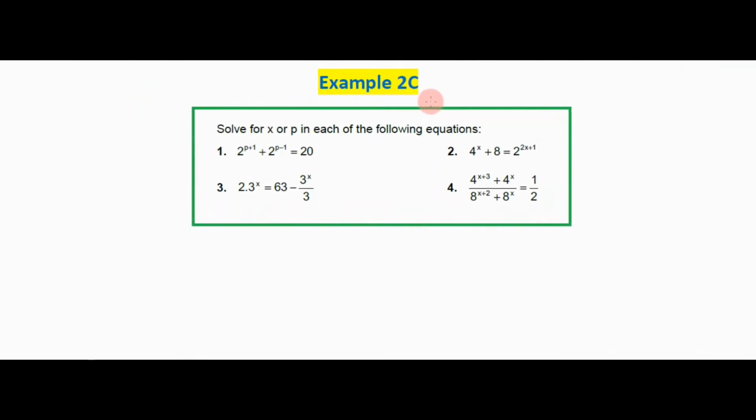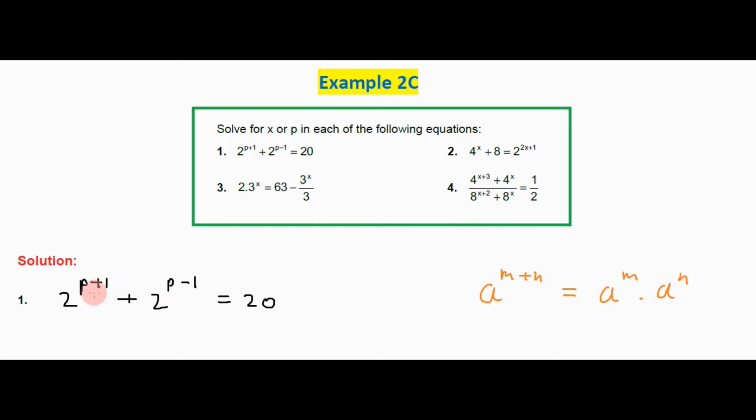The third type of exponential equation is what is known as the common factor type. So let's look at the first one. We have 2 to the p plus 1 plus 2 to the p minus 1 equals 20. We're going to use the exponential law that says a to the m plus n is a to the m times a to the n in order to split up the terms.